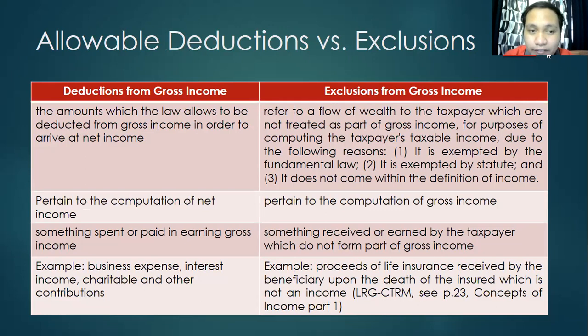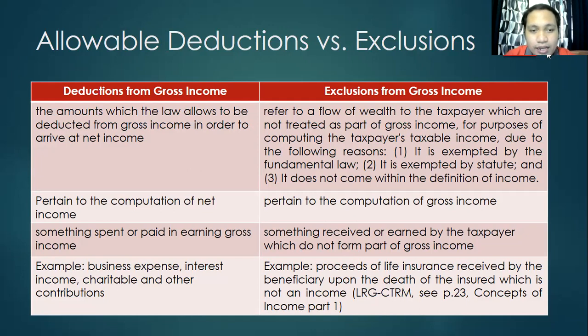On the other hand, if the deductions pertain to the computation of net income, ito naman, yung exclusion pertain to the computation of your gross income. Magkano ba talaga ang gross income mo? Kasi in determining yung gross income mo, siyempre pagsasama-samahin mo yung mga income, di ba? Tapos titingnan mo doon, saan ba dito yung mga excluded from gross income? Andun yun sa previous lesson natin, di ba? Yung mga items excluded.